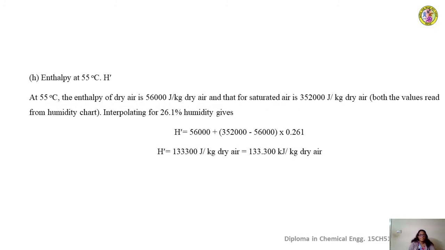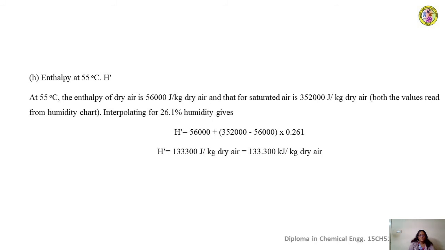Now let us estimate the enthalpy of the given air sample, H dash, at a dry bulb temperature of 55 degrees centigrade. The enthalpy of dry air is 56,000 joules per kg dry air, and that for saturated air is 352,000 joules per kg dry air. Both these values have been noted down from the humidity chart. Then using these two values, we can calculate the enthalpy of the given air water vapor mixture.